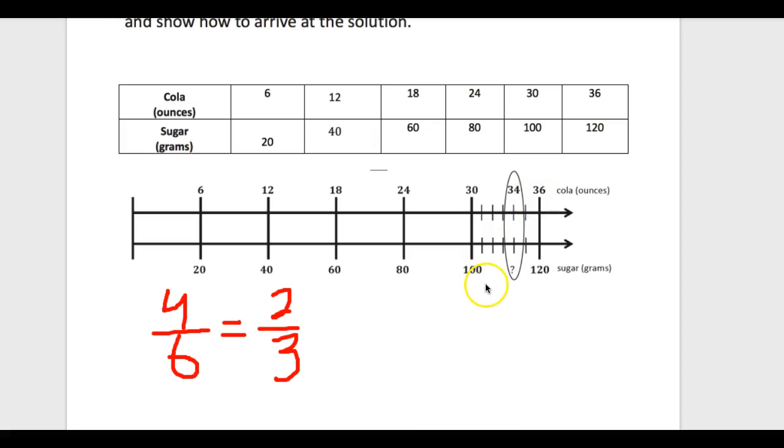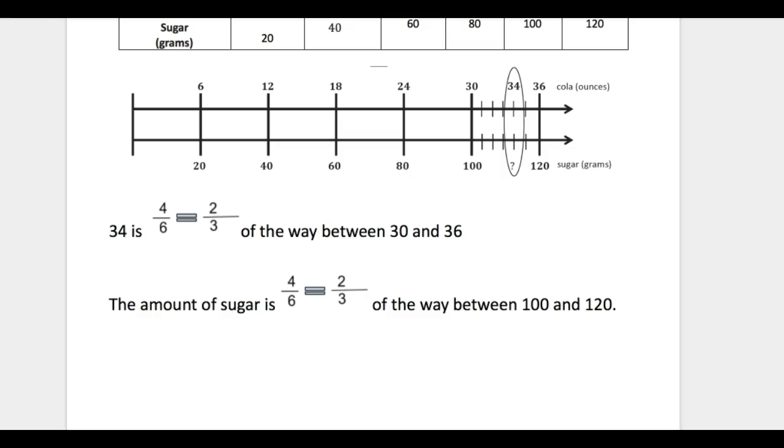Can we then say that this number is also 2/3 of the way between 100 and 120? Even though we can't count these to get to 120, we can still use them as a fraction. It's still the same fraction. What's different, though, is what this question mark will be. Let me explain that a little clearer. I just told you that 34 is 4/6, which is equal to 2/3 of the way between 30 and 36. We also said that the amount of sugar is 4/6 or 2/3 of the way between 100 and 120. That's what the sugar is, and the 34 would be the ounces. So these are true statements.